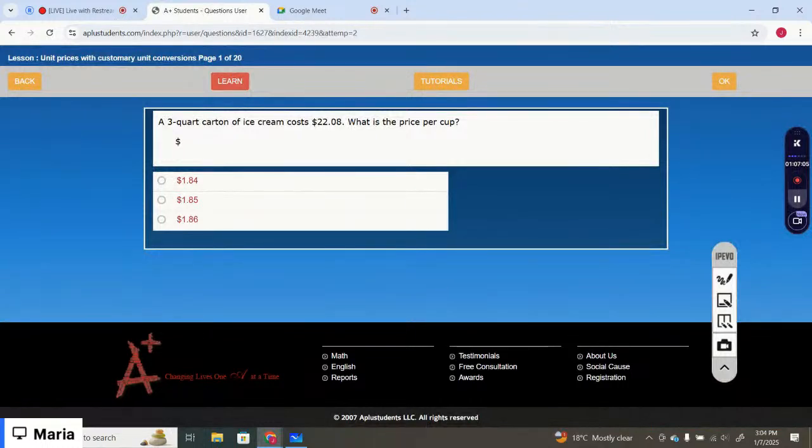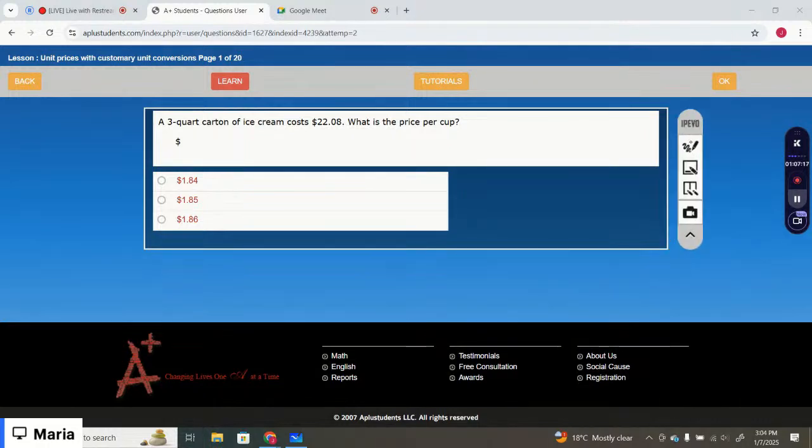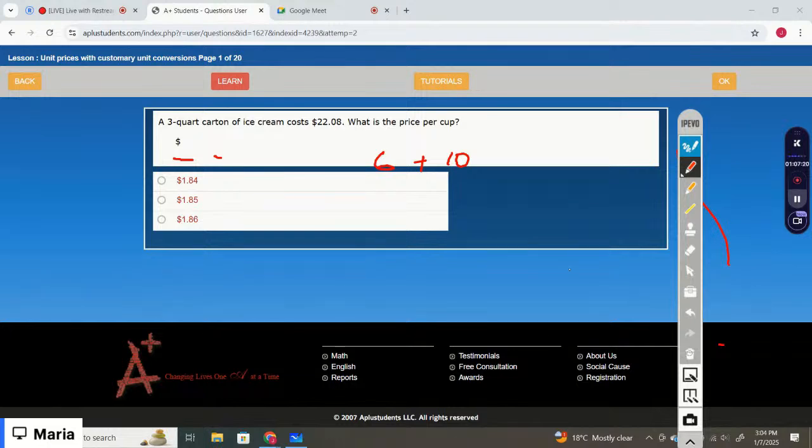A three quart carton of ice cream costs $22.08. What is the price per cup? Now let's look at the units first, right? Then we'll do the conversion and then solve. Here you are given 3 quarts. A carton of ice cream costs $22.08. But the question is the price per cup.